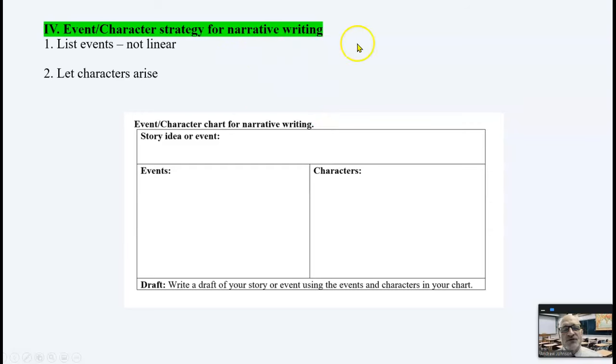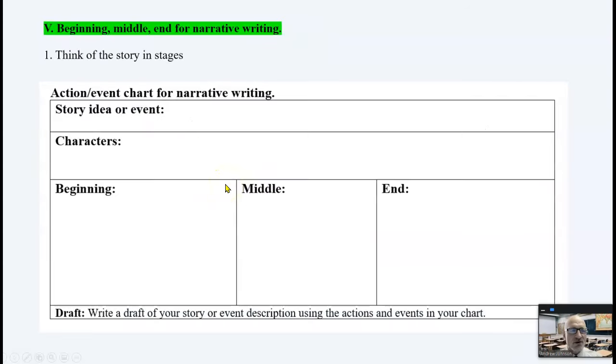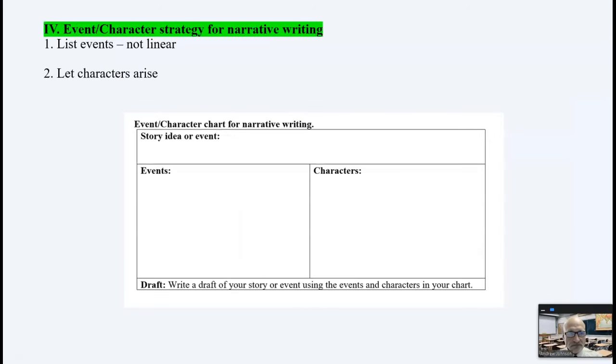All right. Event, characters, strategies. Event character strategy for narrative writing. And again, it lists events, and it doesn't have to be in chronological order, doesn't have to be linear, but you simply have your story idea and events you would like to have happen or occur in your story, and then you'll see characters arising out of that. And based on that, then you can write your story. Events, character, strategy. And this is a scaffold to get you going.